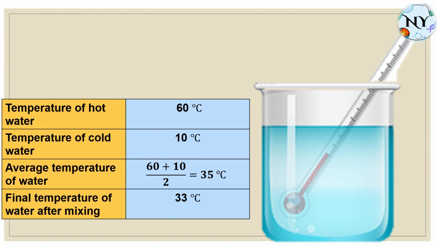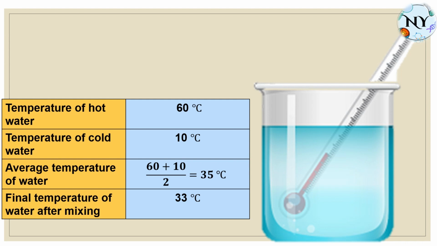Now we come to this part. It's not a problem or a calculation, but it comes up a lot in the exams. We said if we have two objects with different temperatures, one of them here is hot, it has 60 degrees Celsius, and another one is cold water, which has a temperature equal to 10 degrees Celsius.